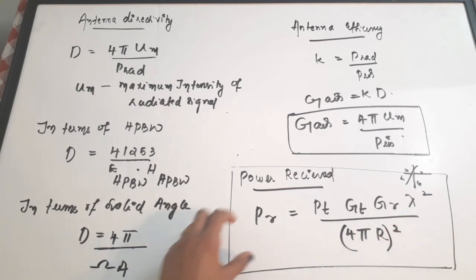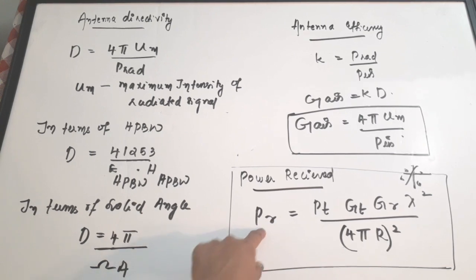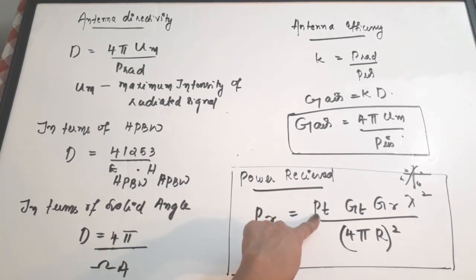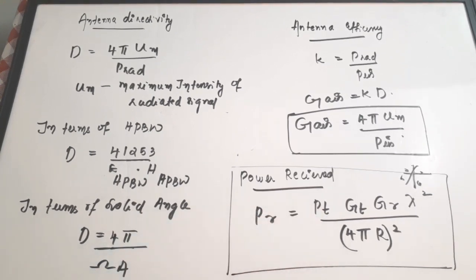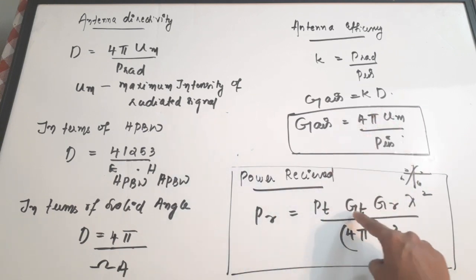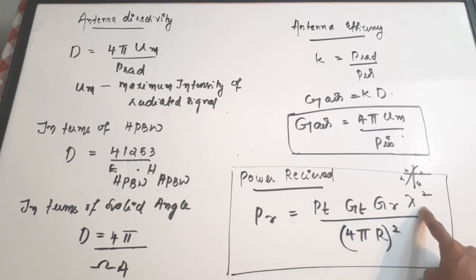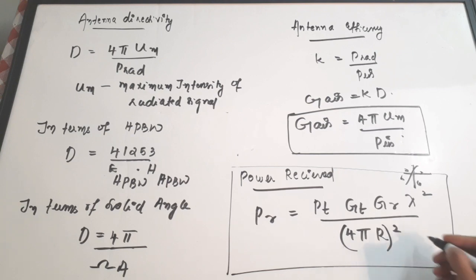Now I am going to explain all these terms here. Anyway, everyone will be familiar with this equation. Power received is equal to PT, the power transmitted, into GT, the gain of the transmitter antenna, GR is the gain of the receiver antenna, lambda is the wavelength, 4 pi R. R is the distance between the transmitter and the receiver antenna.